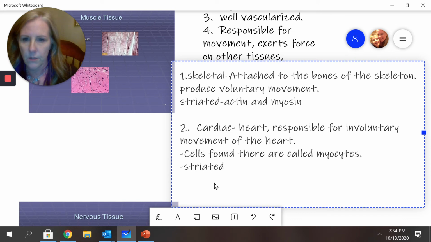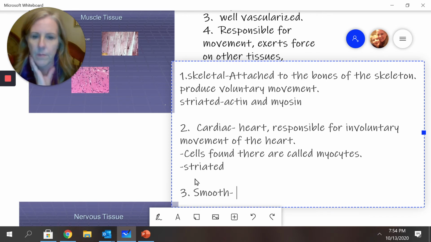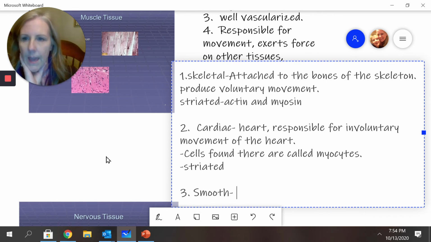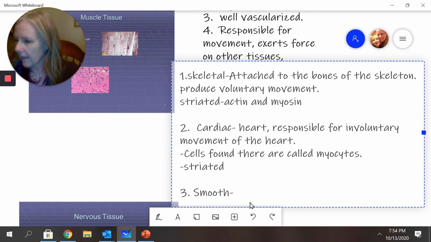All right, so on to the third type. Smooth muscle. They named it smooth muscle because it didn't have the stripes. It was not striated. The other two are striated. This type of muscle is not striated, so to the eye, it looks smooth, and that's how it got its name. Now, where do we find smooth muscle?